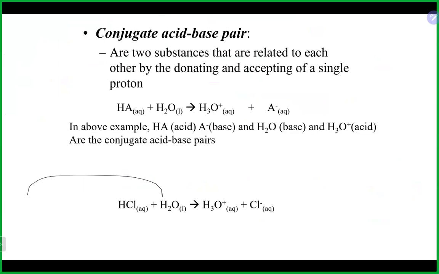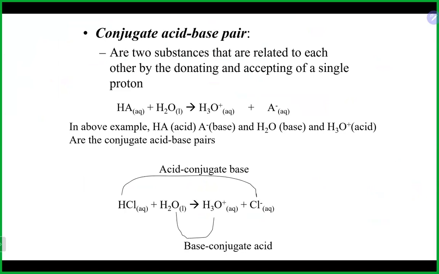So as we just saw there, we get those partners and those relationships. And that's really an important thing to remember, which is it can only be one H plus difference. The only difference it can be between an acid and its conjugate base, or a base and its conjugate acid partner pair. If it's anything more than one H plus, it is not a pair and they are not related to each other in that sense.